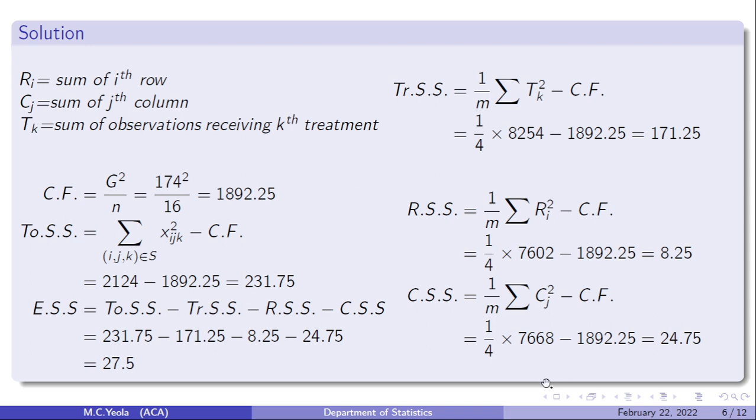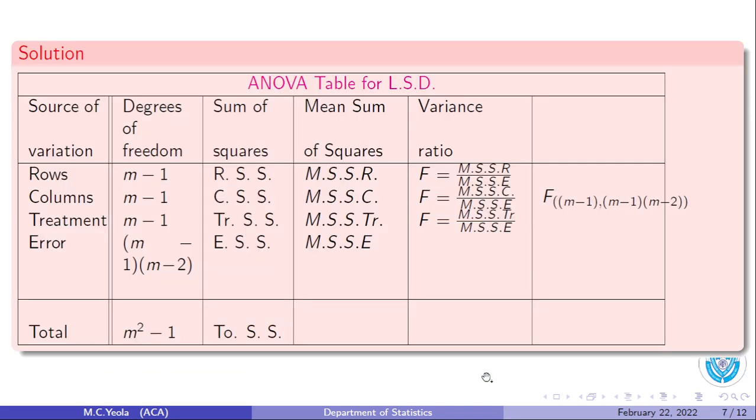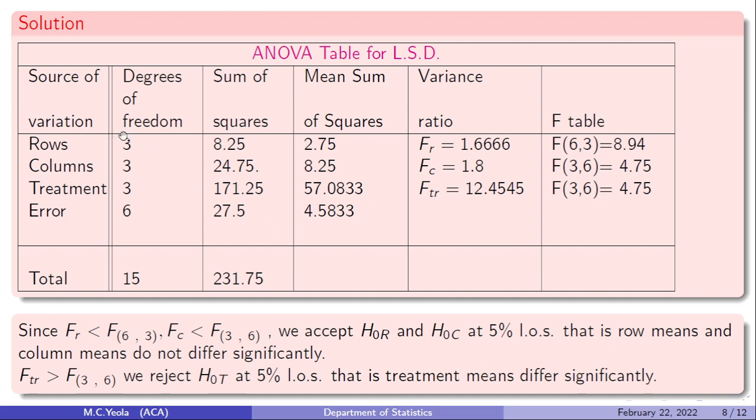Corresponding F ratios we are having here. So we substituted all those values that we obtained previously. M is 4, so we get the degrees of freedom related to rows as 3, and for columns 3 here. Error degrees of freedom is (m minus 1) into (m minus 2), which becomes 6, and with a total of 16 observations, the total degrees of freedom is 15 here.